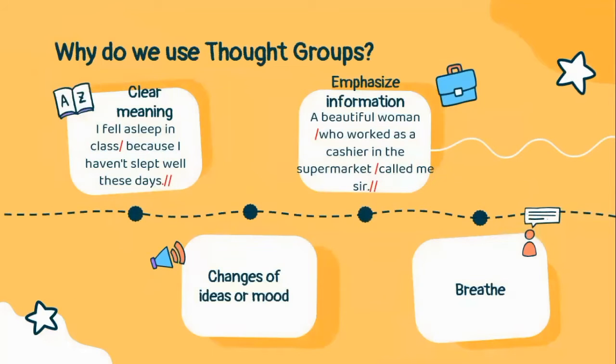Why do we use thought groups? The thought groups are crucial if you want to transmit clear meaning. Let's see an example. I fell asleep in class because I haven't slept well these days. In this sentence, it is emphasized that you fell asleep, and for what reason? Because you haven't slept well these days.